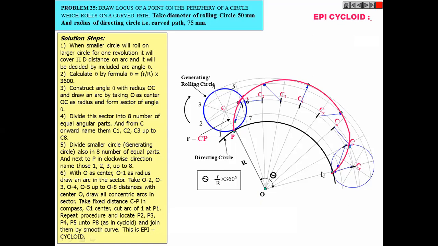Only difference is that it is moving on some curved path. That's it. Everything else is the same as earlier. Anyone, any doubt? Please ask me how to draw epicycloid. Epicycloid is when the circle rotates on some other curved path or circle. That's it.